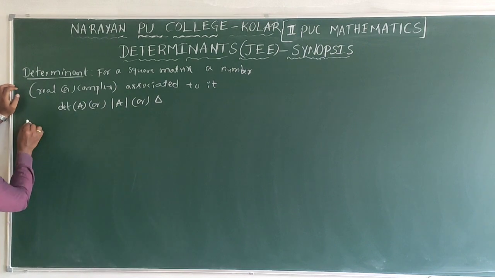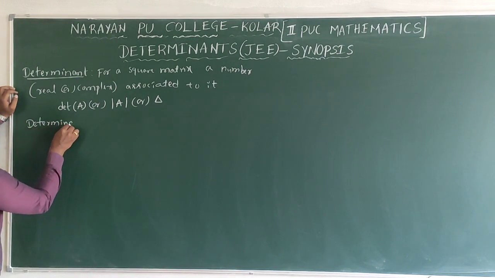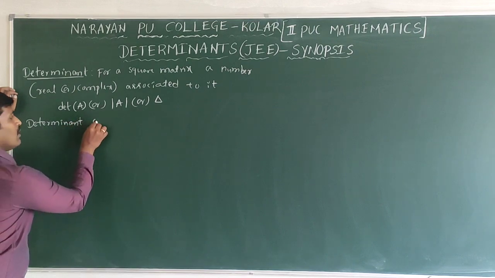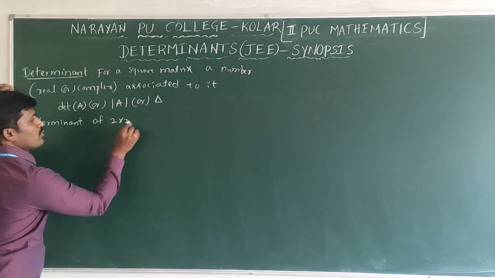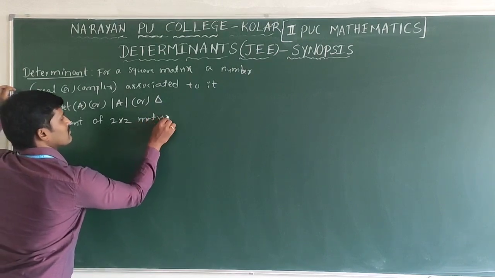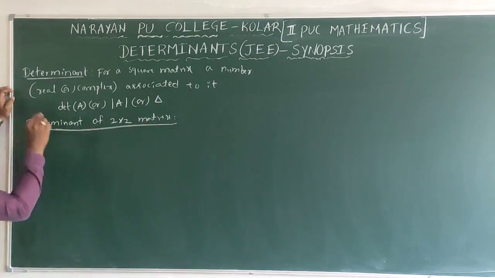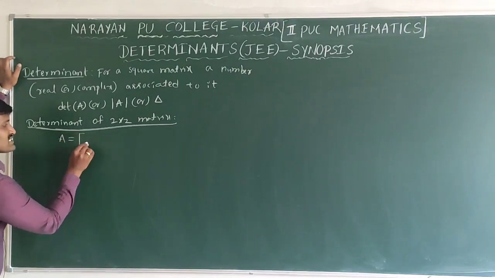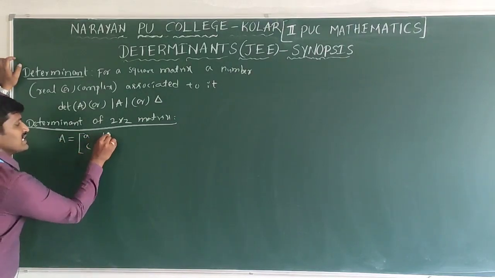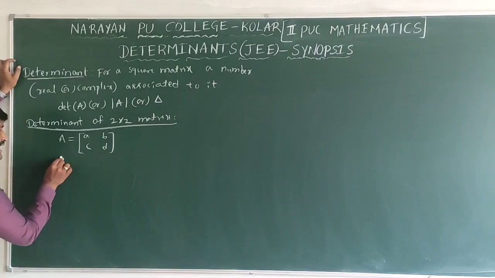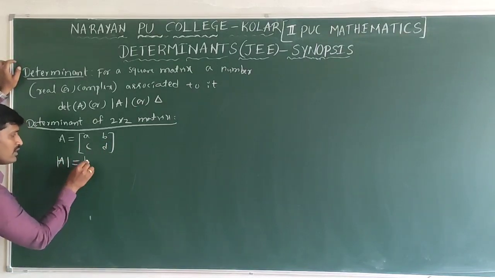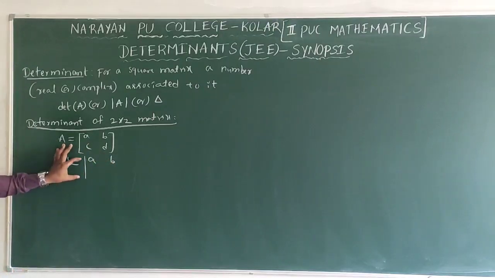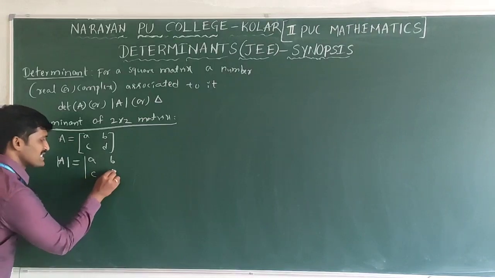Now, how to find the determinant of a 2x2 matrix? For example, a matrix A is given like this: a, b, c, d. That determinant of A we need to find. This is a symbol; don't read it as modulus. It is the determinant of a, b, c, d.